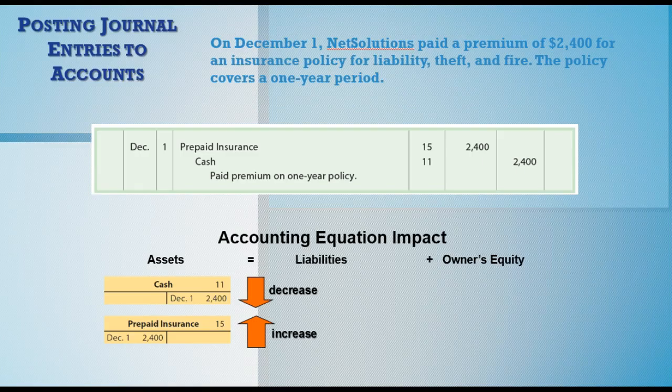So here we go. They paid a premium of $2,400 for an insurance policy for liability, theft, and fire. The policy covers 1 year. So that's prepaid insurance, and that's an asset. So it debits prepaid insurance and credits cash. Again, let's make sure we've got the accounting equation intact. We decreased one asset and increased another asset, so we're good on that entry.